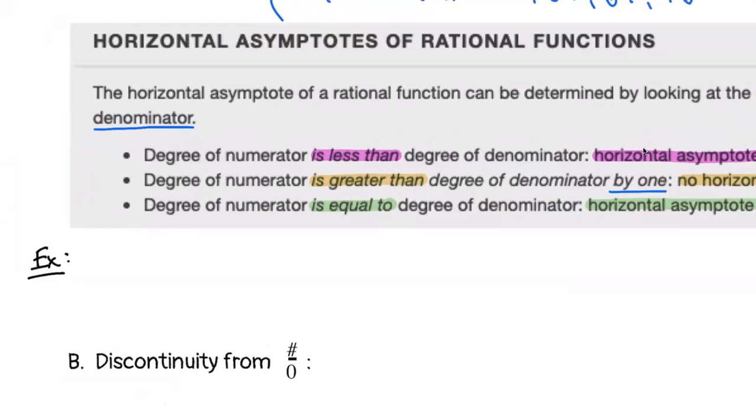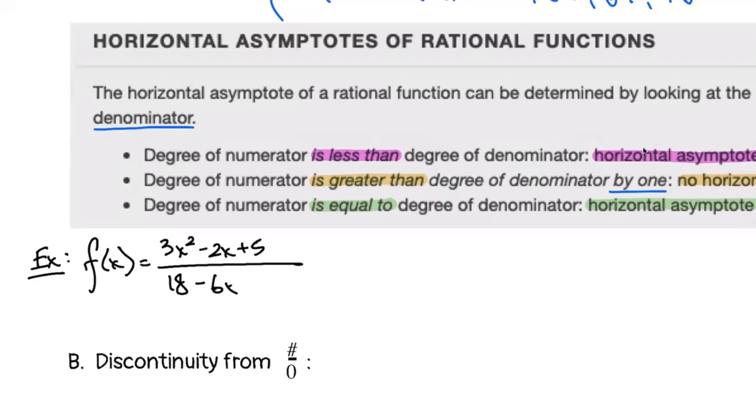And let's say that you had this equation, f of x equals 3x squared minus 2x plus 5 over 18 minus 6x squared plus 12x. So in this case, can someone tell me what the degree of the numerator is?